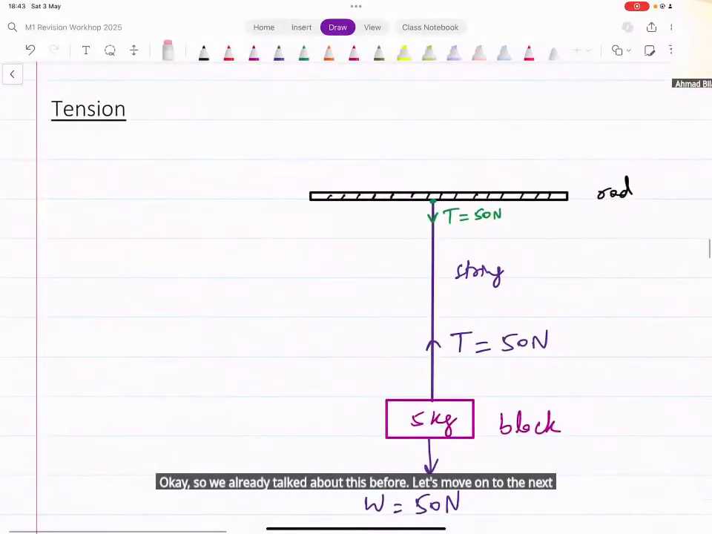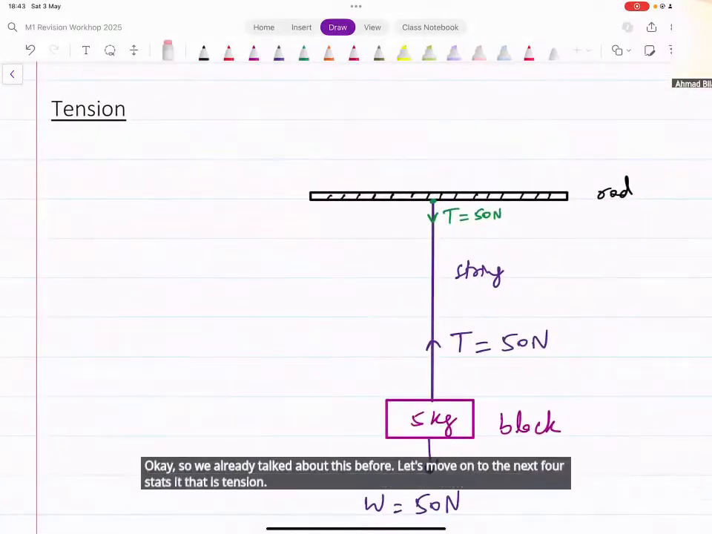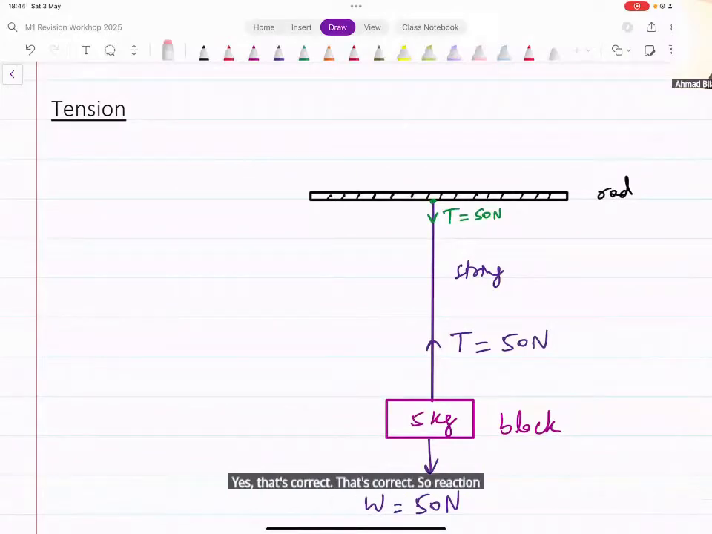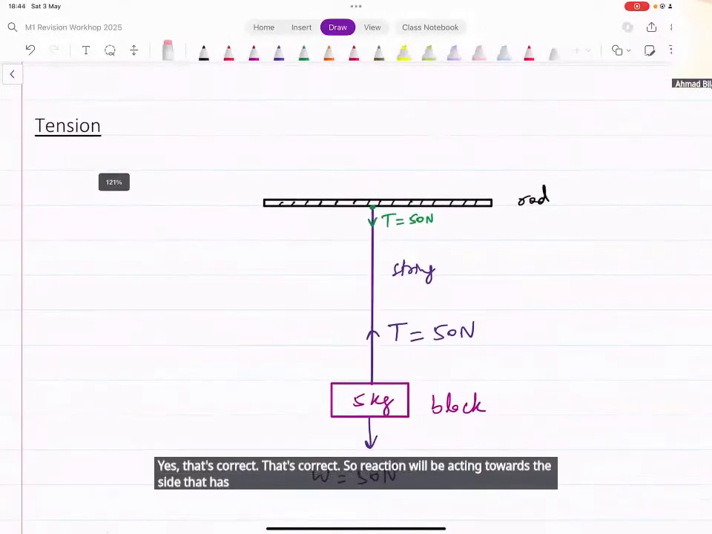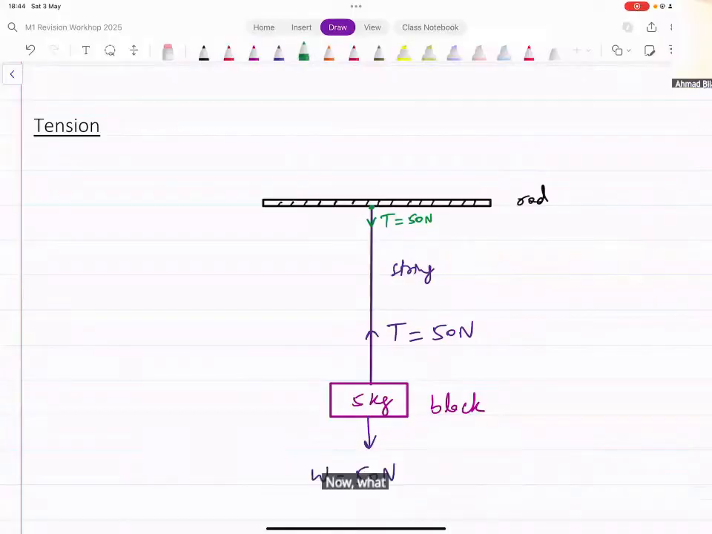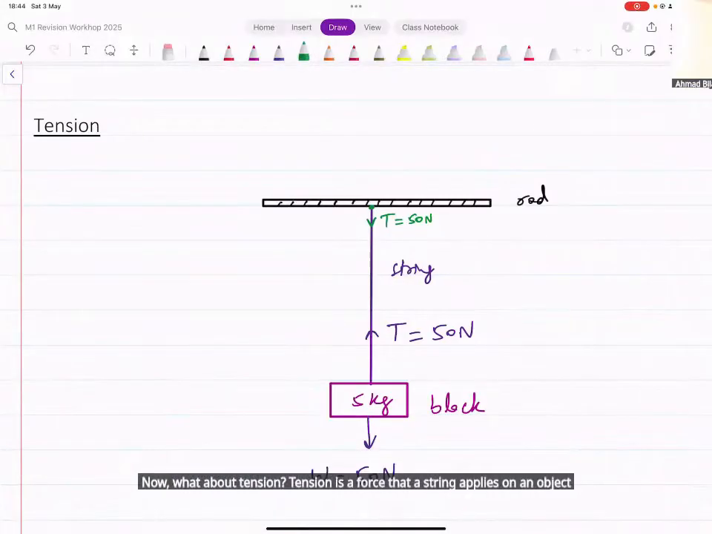That is tension. Yes, that's correct. So reaction will be acting towards the side that has less forces. Now, what about tension? Tension is a force that a string applies on an object.